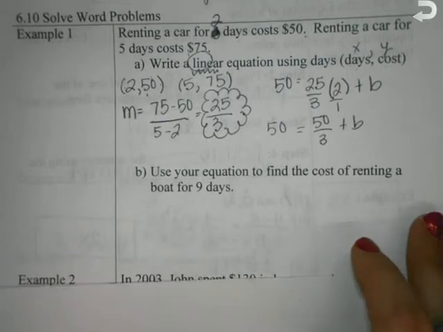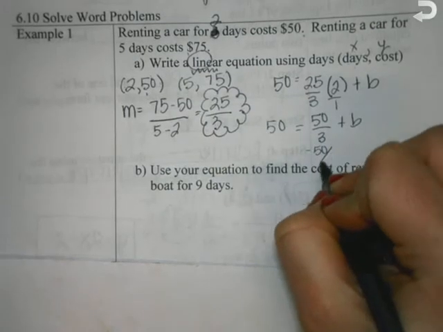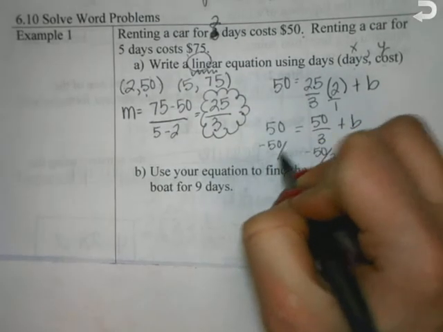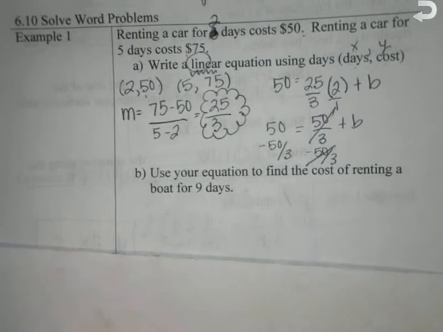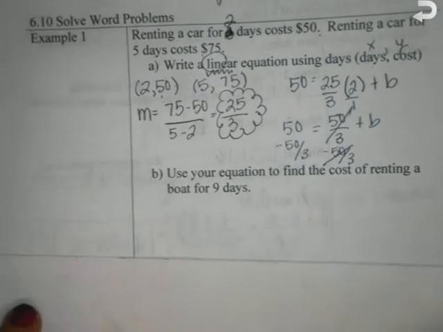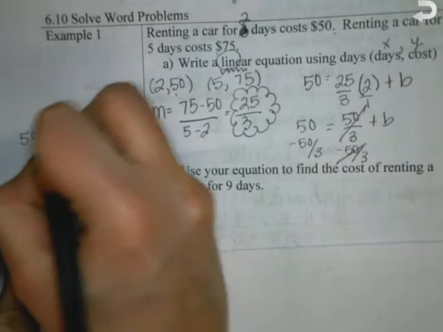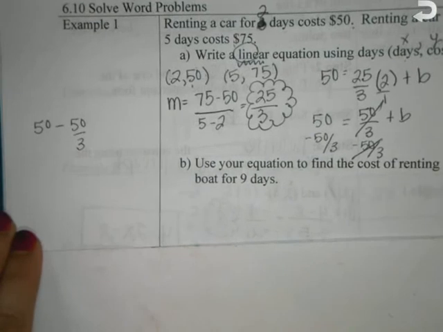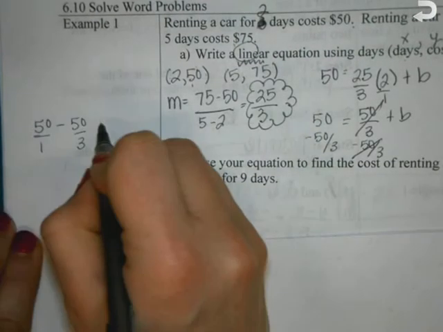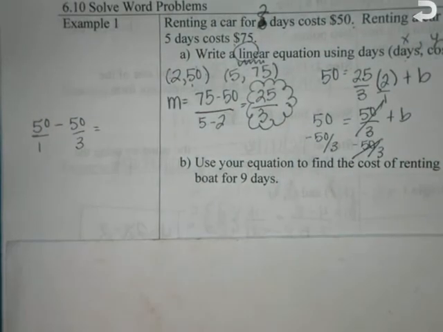Okay, so how do I get b by itself? Subtract 50 over 3. If you guys can do this with fractions, with whole numbers it's a piece of cake. So these cancel, right? Okay, so 50 minus 50 over 3. I'm going to do that off in the margin here. 50 is the same as 50 over 1. Now I can't subtract these yet because I don't have common denominators. How will I get a common denominator? Multiply by 3. Good.